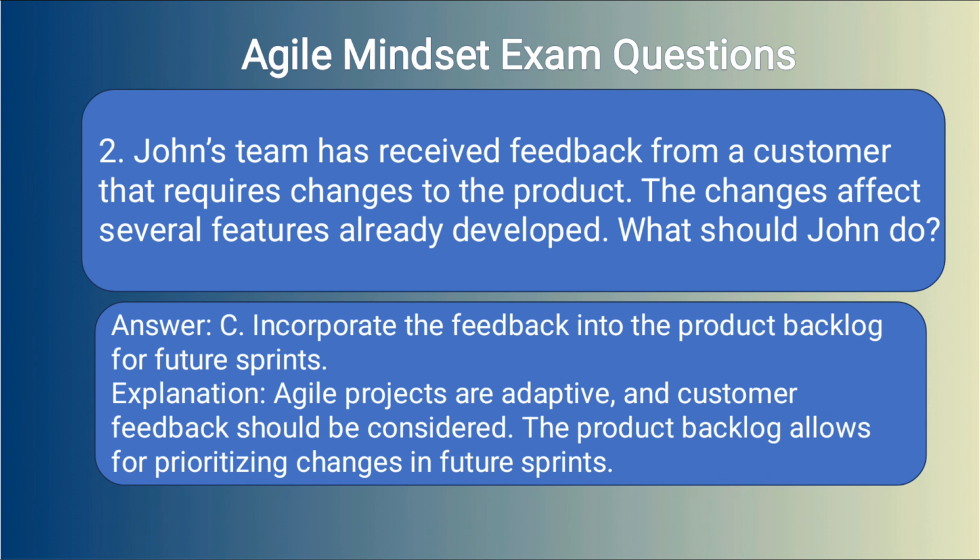Answer: C. Incorporate the feedback into the product backlog for future sprints. Explanation: Agile projects are adaptive, and customer feedback should be considered. The product backlog allows for prioritizing changes in future sprints.